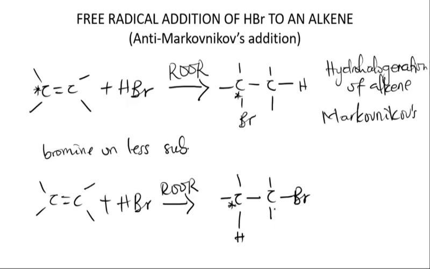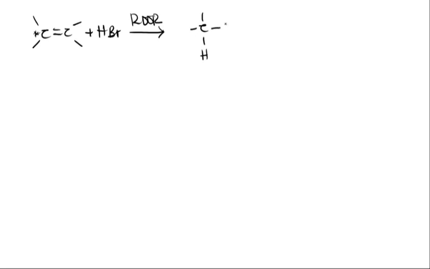So let's have a look at how this reaction goes. Like I said, the general alkene formula is this, and then we are adding hydrogen bromide in the presence of a peroxide, which we are saying is this. So if this carbon with the asterisk is our more substituted carbon, it means if we react this, we are going to get the hydrogen being attached to the more substituted carbon, and then the bromine being attached to the less substituted carbon.